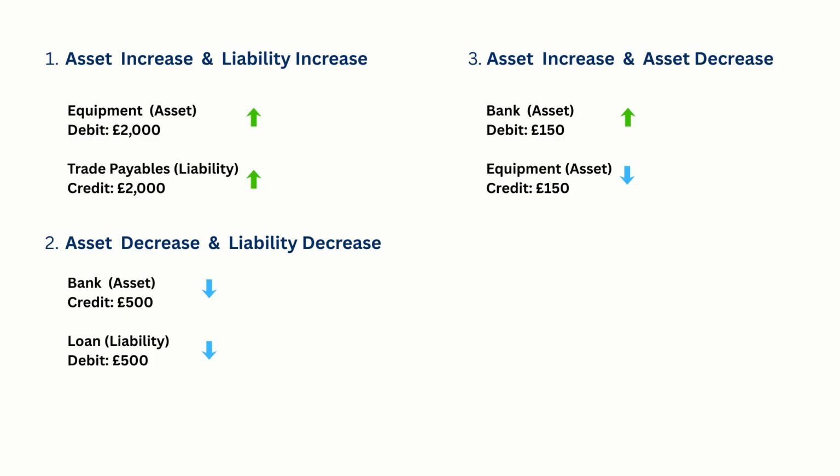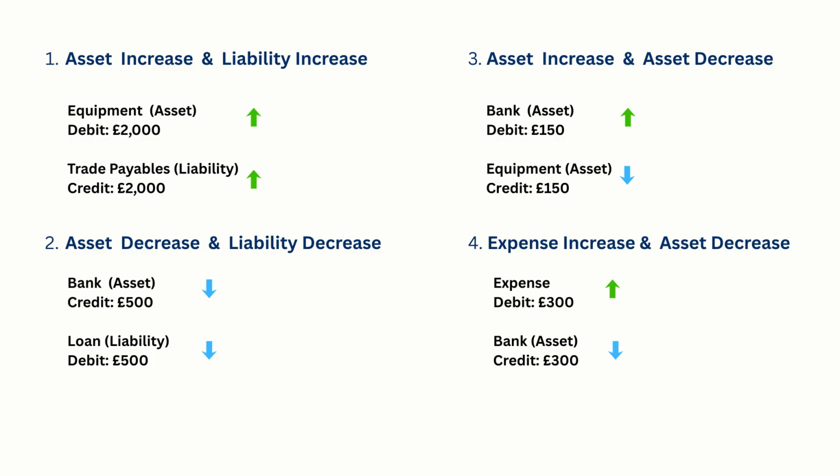Third duality pattern is increase and decrease on the same side. For an example, the business sells old equipment for £150. Bank, which is an asset, increases, debit £150, and equipment, which is an asset as well, decreases, credit £150. In this case, both entries sit under assets, so only one side of the accounting equation is affected. One asset rises, another falls, and the books still balance.